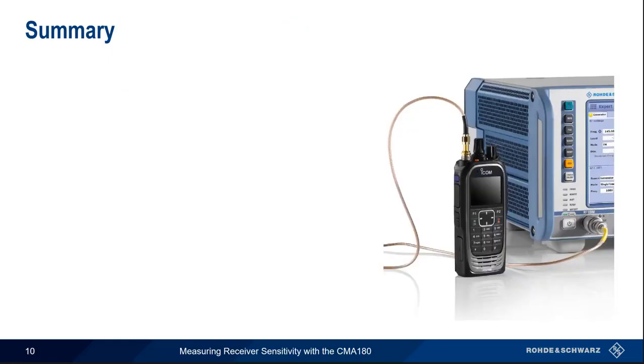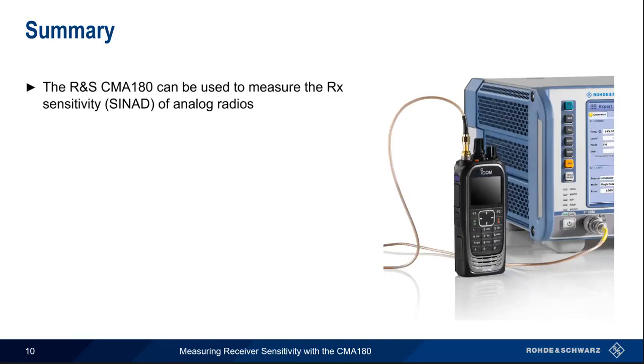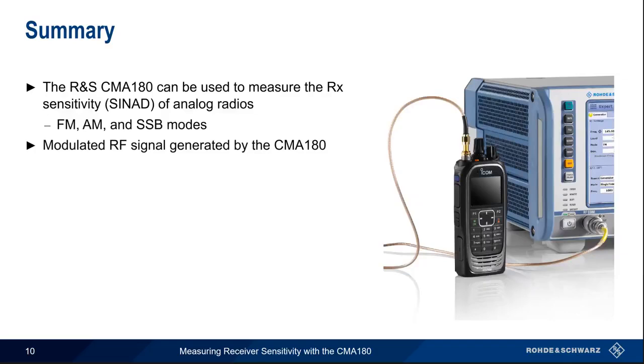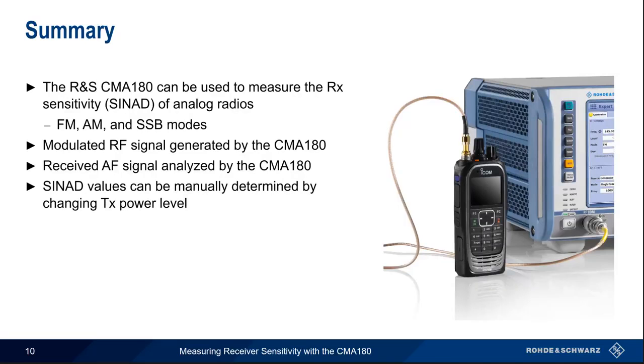So in summary, the Rohde & Schwarz CMA180 can measure the received sensitivity of analog radios by means of standard SINAD measurements, and this can be done in FM, AM, as well as single sideband modes. The CMA180 generates a modulated RF signal, which is then received and demodulated by the radio under test. The audio output of the radio is routed back into the CMA180, where an audio analysis is used to calculate SINAD. Sensitivity is defined as the input RF level needed to produce a given SINAD, so the target SINAD value can be determined simply by manually increasing or decreasing the RF output level of the CMA180.